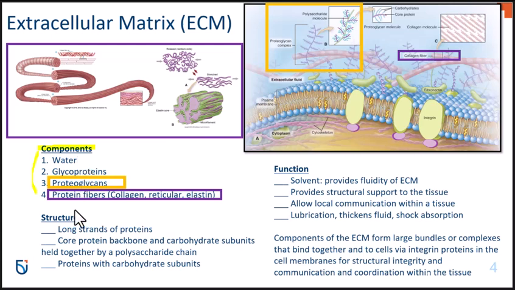So let's look at these components in terms of their structure and their function. Starting with water. Water is going to behave as a solvent, as it oftentimes does, providing some fluidity to the extracellular matrix. Glycoproteins. You can see glyco in the term, that's referring to carbohydrate, and then proteins is obvious. So these are proteins that contain a carbohydrate attached to them. And in terms of the function of the glycoproteins, they're going to allow for specifically communication within a tissue.